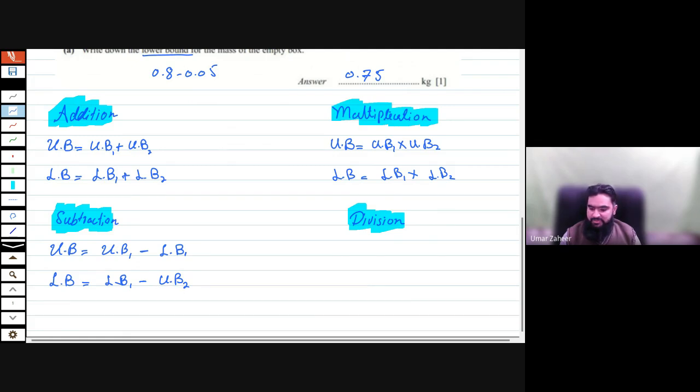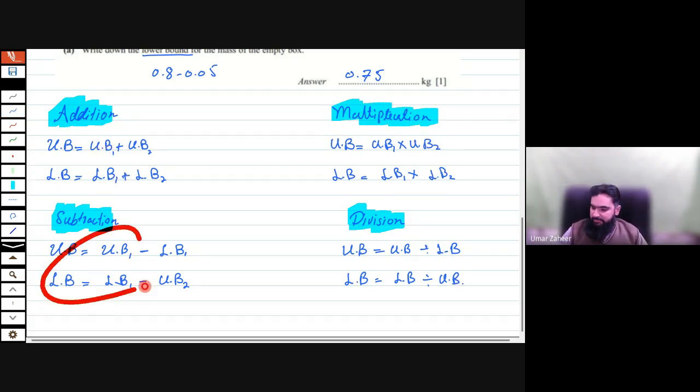Okay, we will do the question, so it is going to be more clear. The fourth one is the same: if you have to find the upper bound of the quantity, it is upper bound divided by lower bound. In the same way, if you need to find the lower bound, it is lower bound divided by upper bound. Everyone, you have to memorize these formulas, okay?